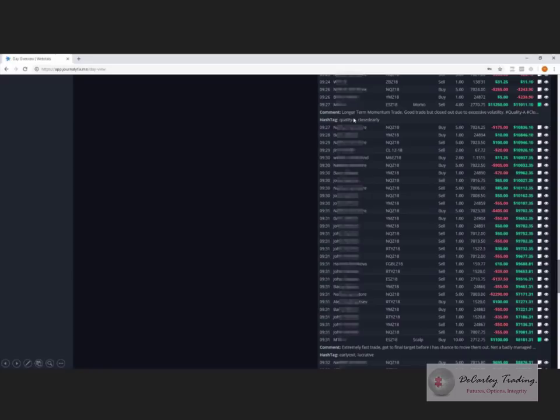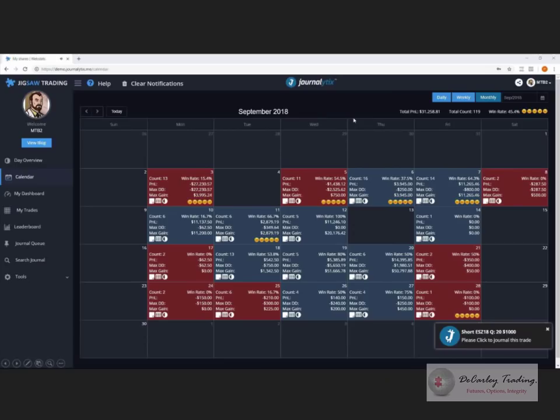It's important to know how you felt, what the setup was, and any other information you want to add to that trade that you can potentially use in analysis. So Journalytix is the only automated trade journaling tool. It works with lots of platforms and data feeds.